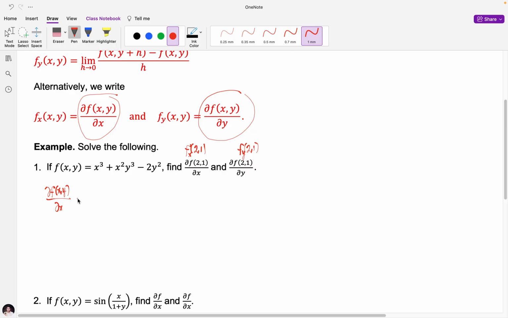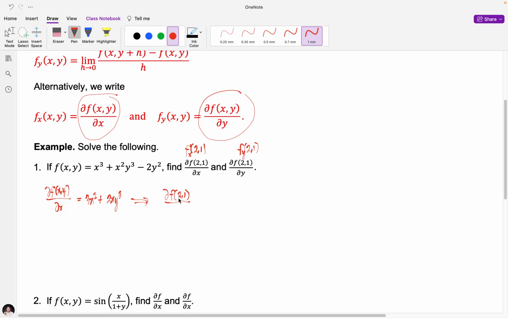Okay, so this is just equal to, only x will be differentiated, so we have 3x squared. The derivative of x squared is 2x. Then y cubed is a numerical coefficient, so we have 2xy cubed. We copy the numerical coefficient, right? And this will be treated as a constant, so the derivative of 2y squared is 0. So we have this. Okay, so from that, we now have the partial derivative of f at (2, 1).